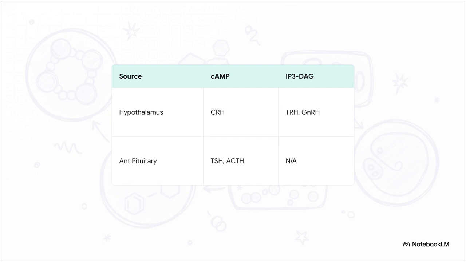You must be able to map these exact hormones to their specific GPCR second messenger. From the hypothalamus, CRH uses cyclic AMP, while TRH and GnRH use IP3 DAG. From the anterior pituitary, TSH, ACTH, FSH, and LH all use the cyclic AMP pathway. But listen carefully to this exception. Growth hormone and prolactin do not use GPCRs at all. They uniquely operate via the JAK-STAT cytokine receptor pathway. You absolutely have to memorize that matrix.